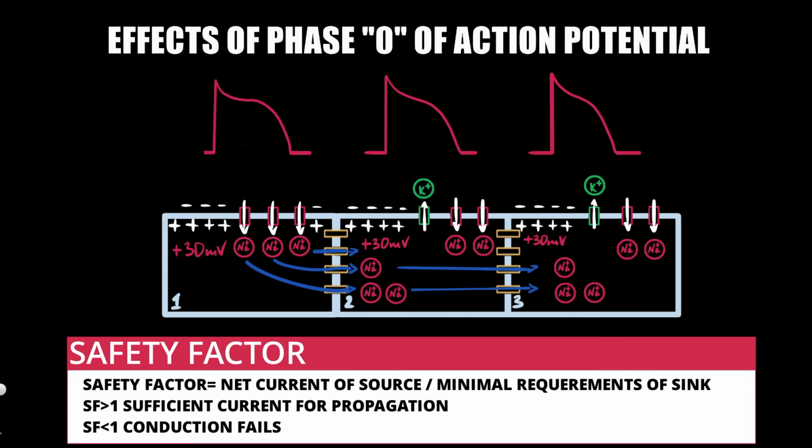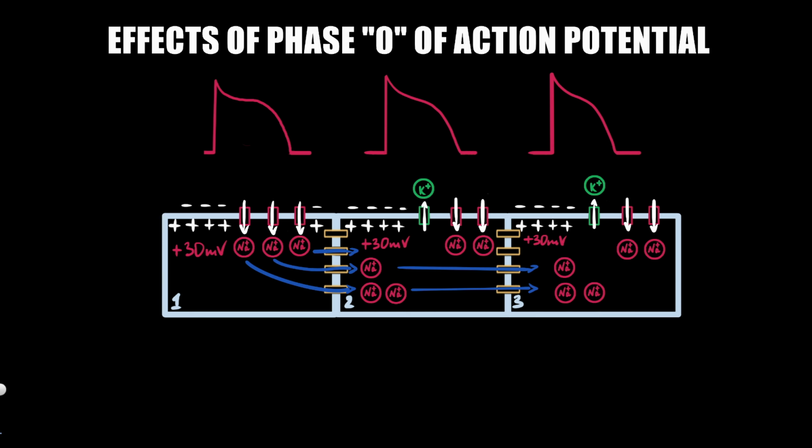The ability to conduct an impulse from one cell to the next can be expressed in terms of the safety factor for conduction. This is a measurement of the reliability of conduction, expressed as the ratio of the amount of net current generated by the source and the minimal amount of current required to excite the sink cells. A safety factor greater than 1 indicates more than sufficient current generated by the source for propagation, while a safety factor less than 1 causes propagation to fail because the sink is not depolarized to threshold potential.